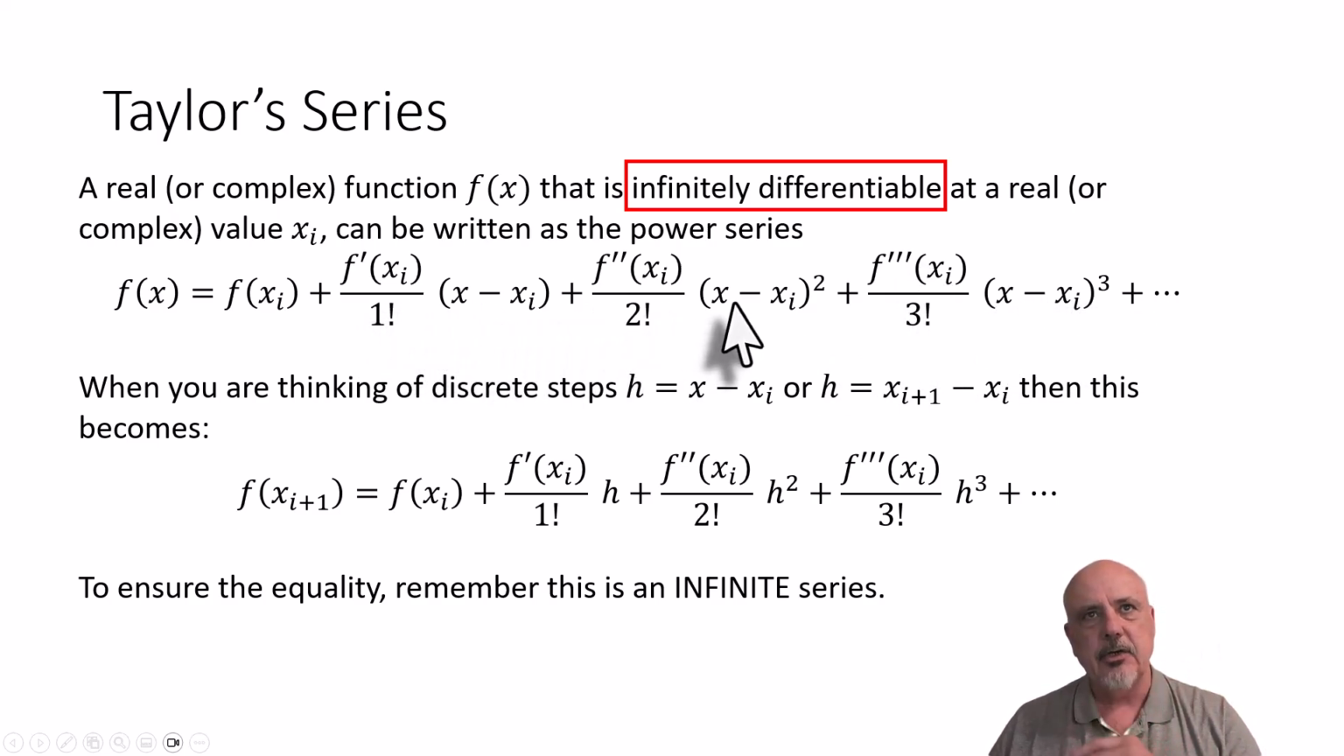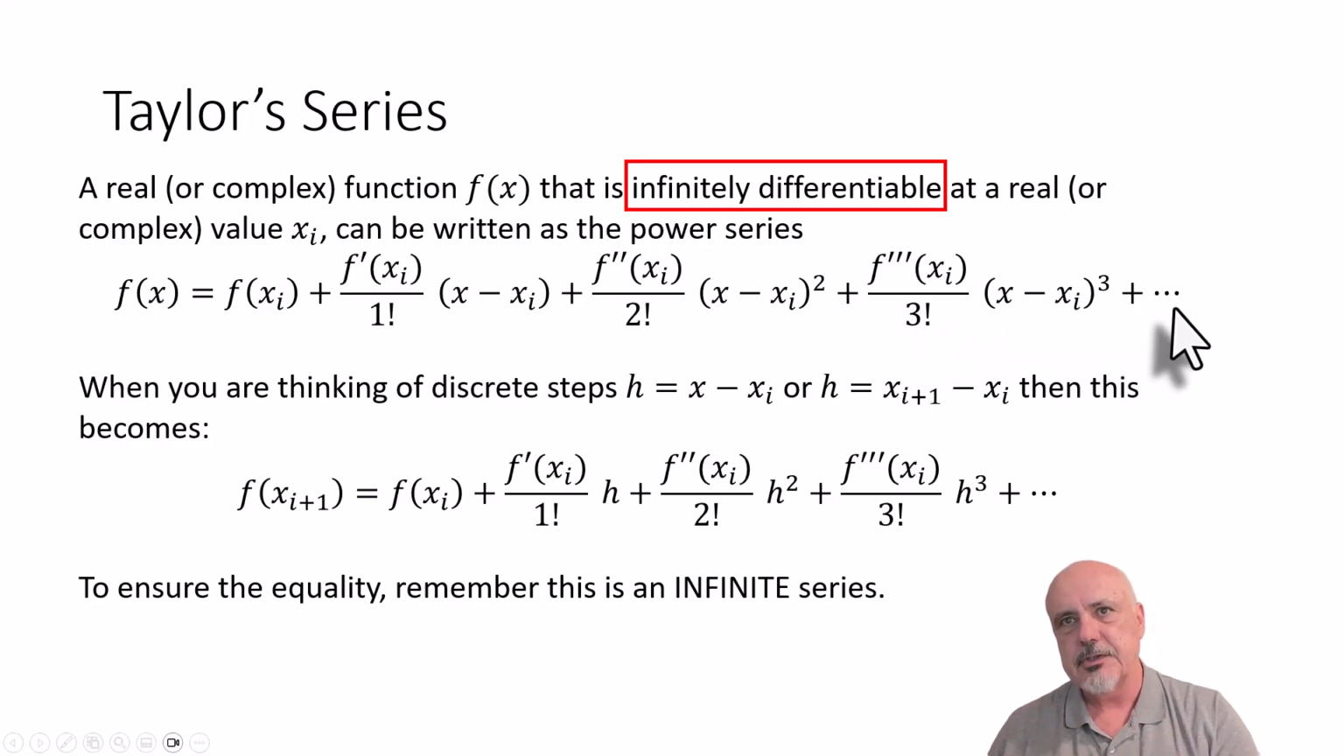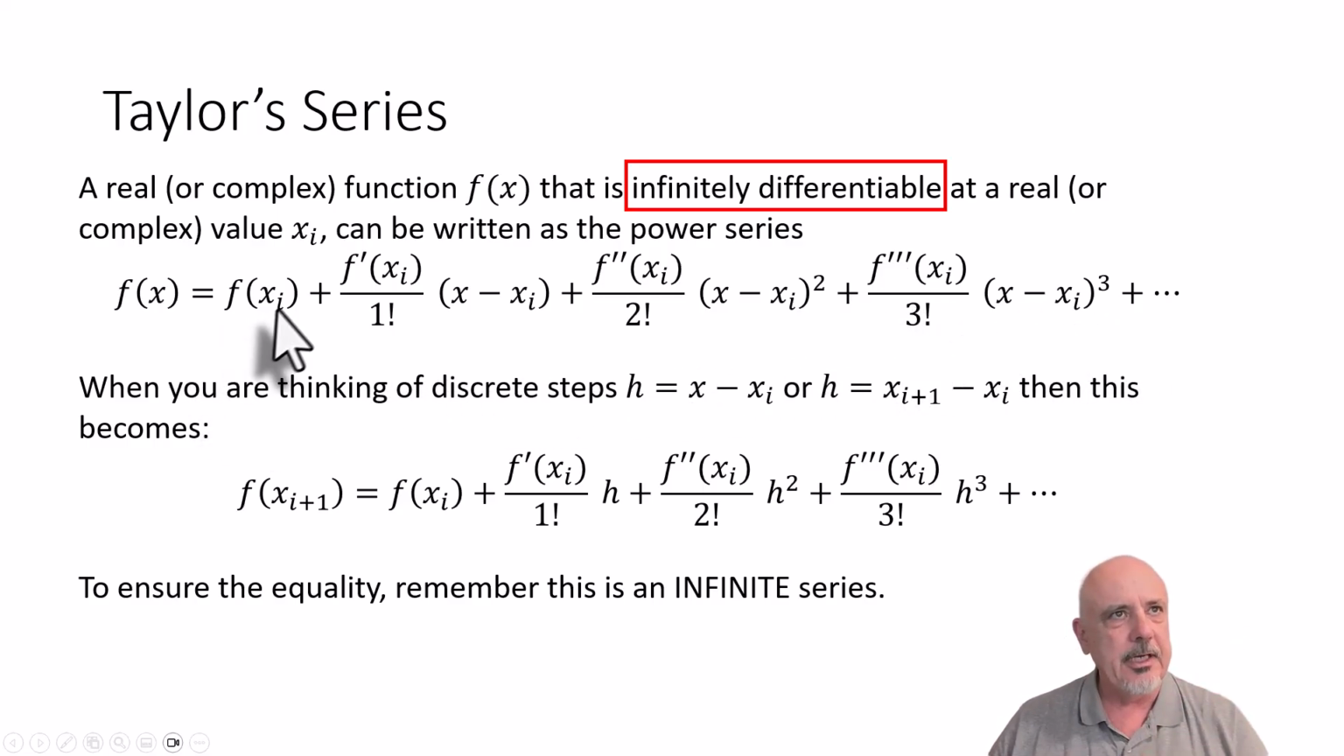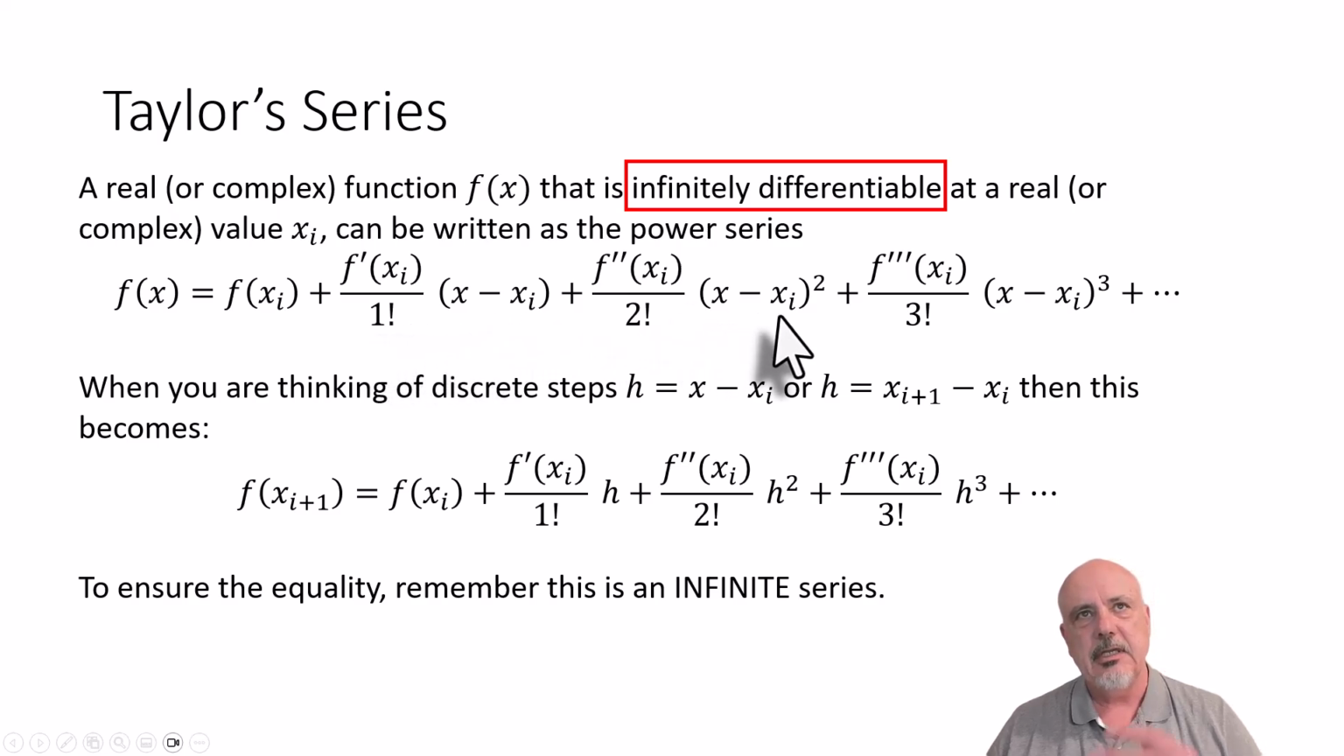And every time you take a derivative, you're actually dividing that derivative by 1 factorial for the first derivative, 2 factorial for the second derivative, 3 factorial for the third derivative, and so on. I could have taken the original function because sometimes we call that the zeroth derivative. So I could have shown that divided by 0 factorial being 1. So anyway, that is in essence the Taylor series.